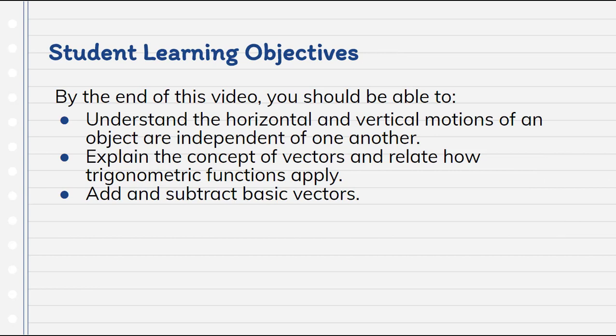So again, it's a pretty straightforward video. We just need to make sure that we keep in mind the trigonometric functions that we need in order to be able to solve for a variety of different variables here. And you'll see a lot of this in the practice work that I'm going to ask you to do a little bit later on. Make sure you can understand that horizontal and vertical motions are independent of one another and can be added separately. And explain the concept of vectors and how they relate to trigonometric functions. Also be able to add and subtract basic vectors.